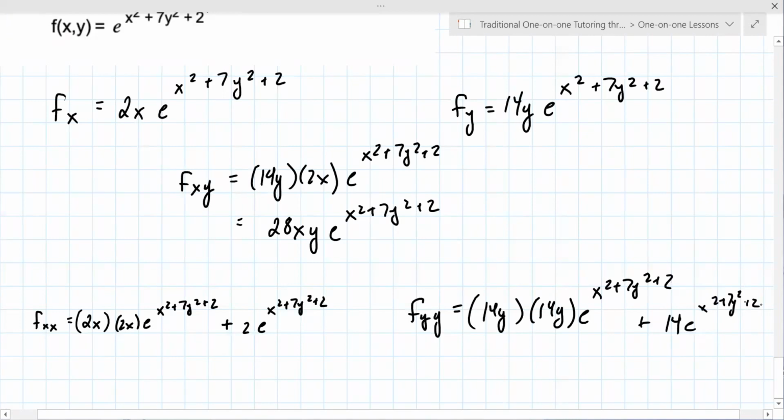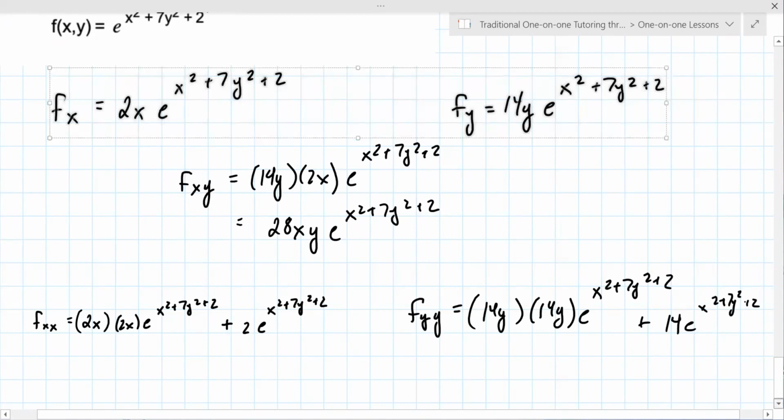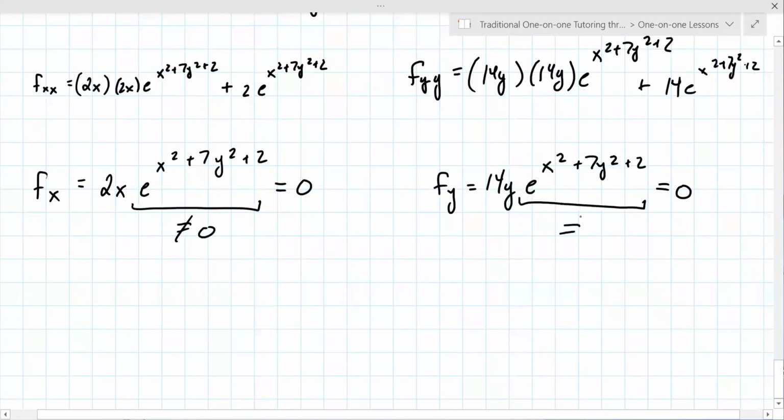Okay, so that all has to be done, but then really what has to be done is you have to set fx and fy equal to 0. Let me copy them so I don't have to keep rewriting. All right, there's those. And sometimes you have to do a little bit more of an inspection. Like if you set these equal to 0, this is never equal to 0, and e is never equal to 0. So you're really setting 2x equal to 0 and 14y equal to 0, and the only place that's 0 is when x equals 0 and when y equals 0. So sometimes even after all that horrible mess, it actually is not too bad.